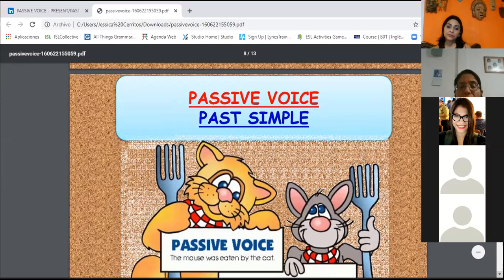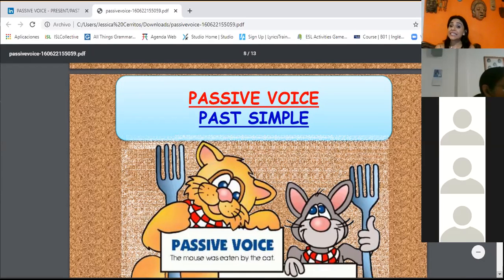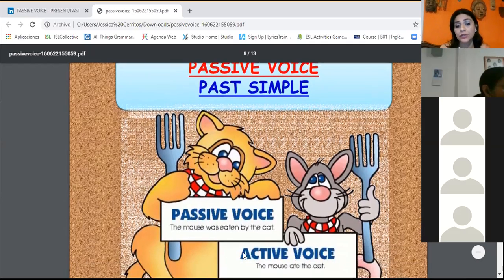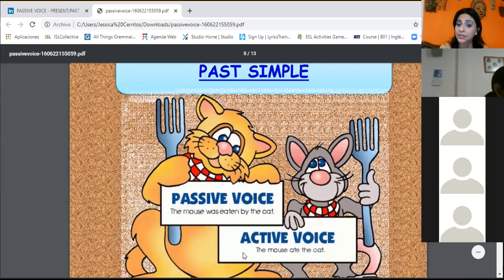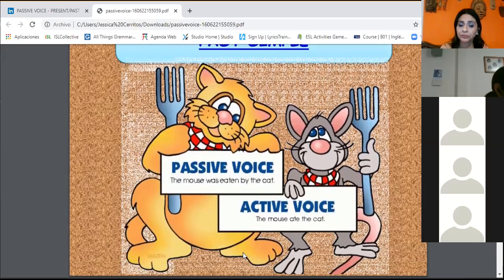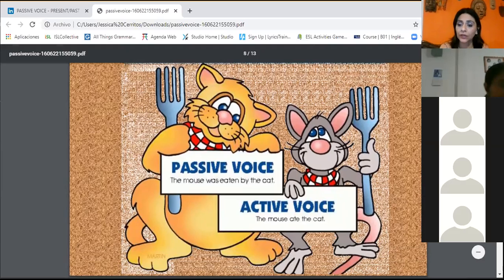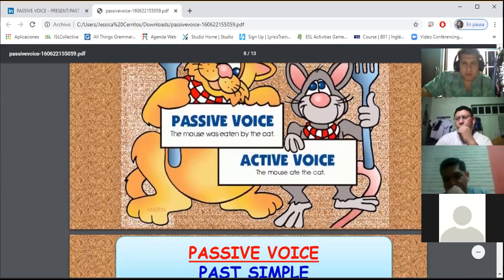The cat ate the mouse, right? If you notice, we're using the past of the verb be, so we know this is simple past. So there you go, the cat ate the mouse. Excellent. Another volunteer for the next one?